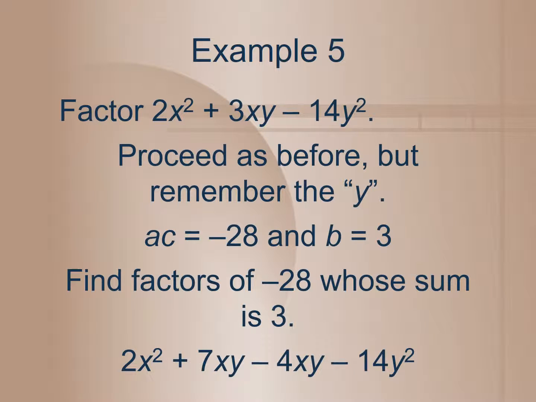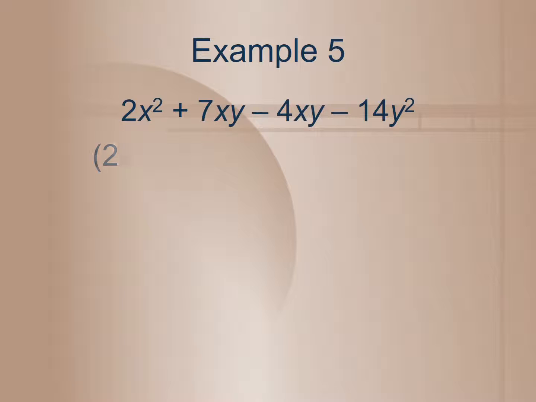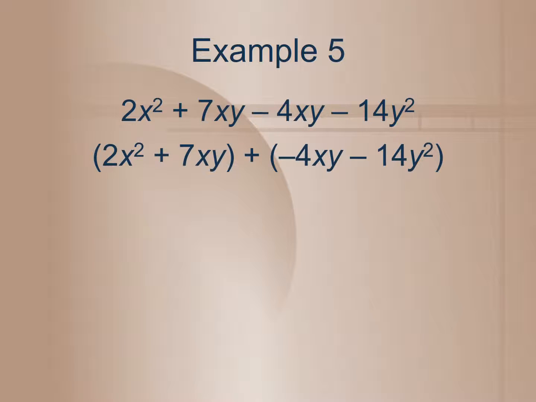Okay, so we're going to replace 3xy with 7xy minus 4xy, which is what we did here. And then I'm going to separate into two groups that are being added together, right? So I have 2x squared plus 7xy, that's my first group, plus this negative 4xy minus 14y squared. Notice that that subtraction just went with the first term here.